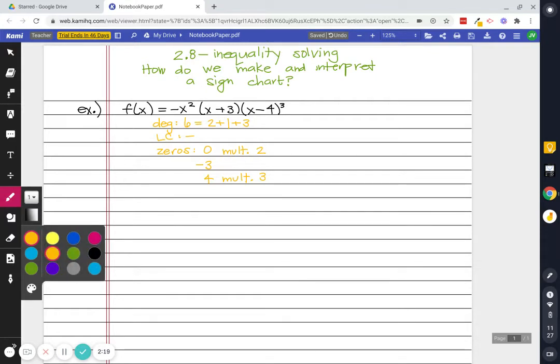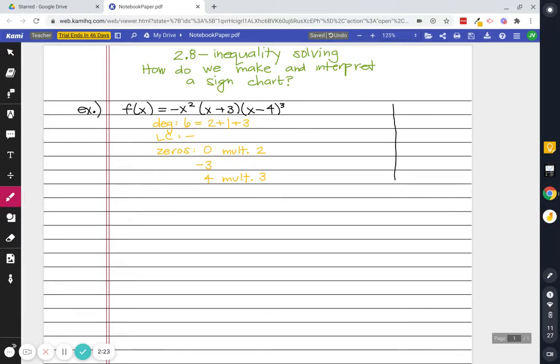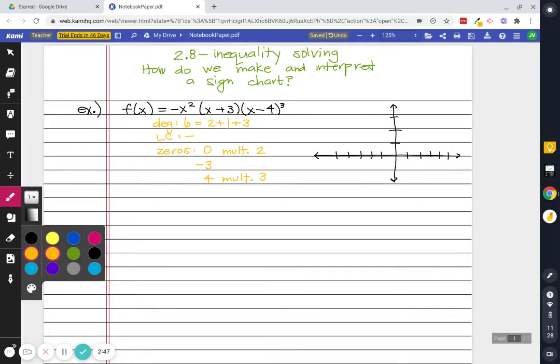Now, if I was going to draw the graph of this, here's some things I could do. I know my spacing's not great, but it'll be okay because I really just care about the zeros. Those zeros tell me I have a point at 0, a point at negative 3, and a point at 4 with multiplicity 3. I also know that it is an even degree. And since it has an even degree, the arrows are both pointed the same direction. Leading coefficient negative means both arrows are going to be pointed down. So my graph's going to have some sort of shape.